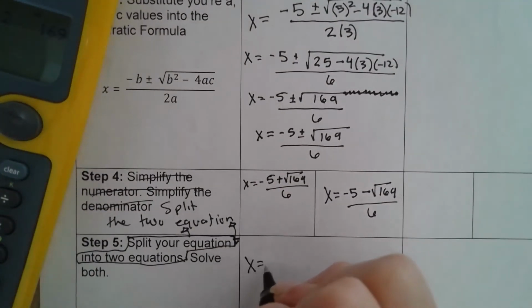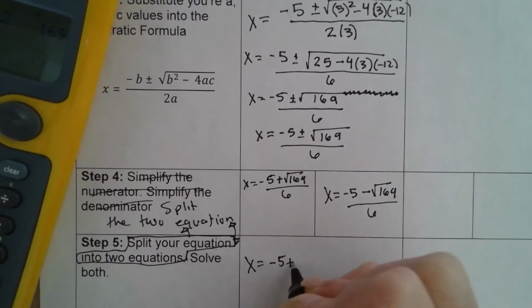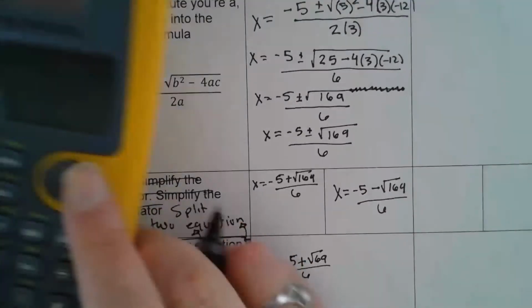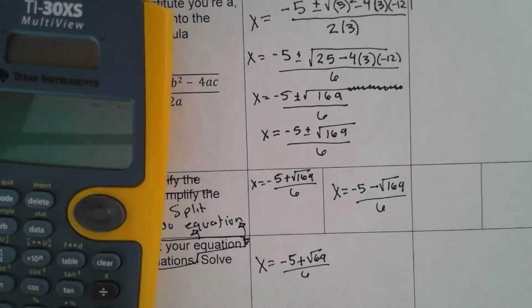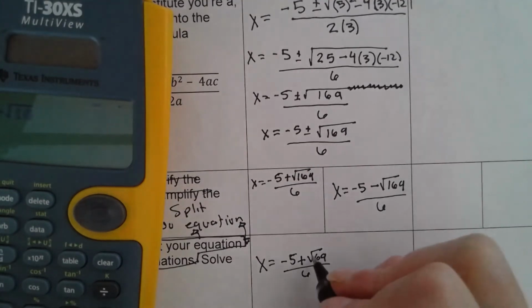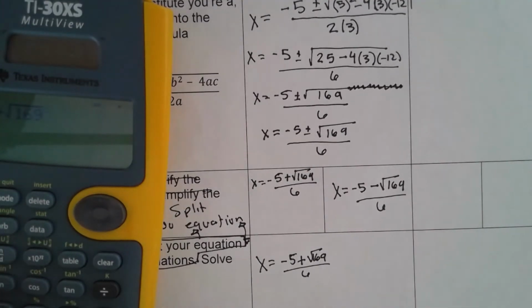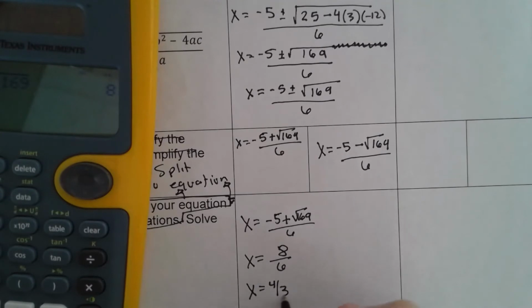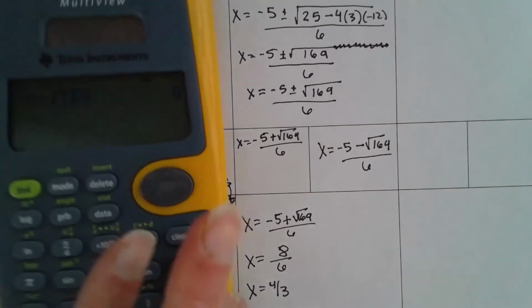So x equals negative 5 plus the square root of 169 over 6. In our calculator, we're going to go negative 5 plus the square root of 169. So x equals 8 over 6. And we know 8/6 is going to reduce to 4/3. Okay? I don't know if you saw that in my calculator.